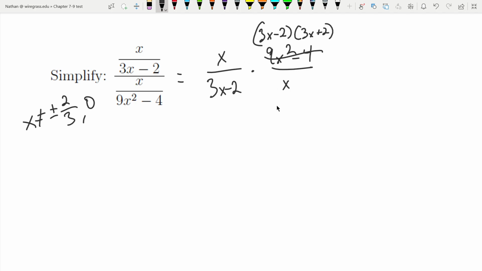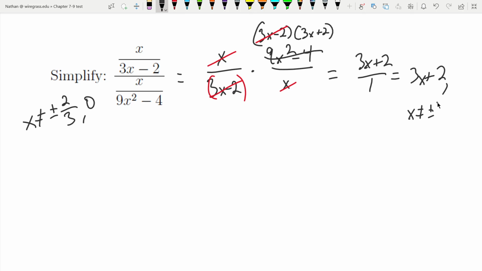So with that done, now we can cancel common factors. We have an x and an x, and a 3x minus 2, 3x minus 2 there, right? This is in parentheses. So what remains, nothing in the denominator, which means it's just 1. And in the numerator, we get just 3x plus 2. So it's just 3x plus 2, where x cannot equal plus or minus 2/3 or 0. And that is the full solution.